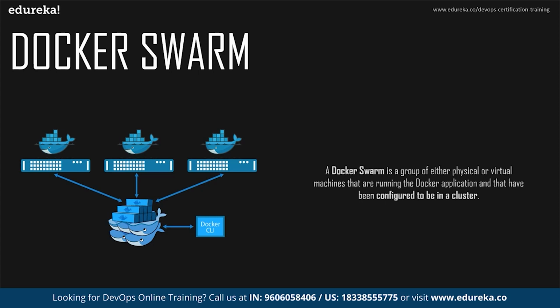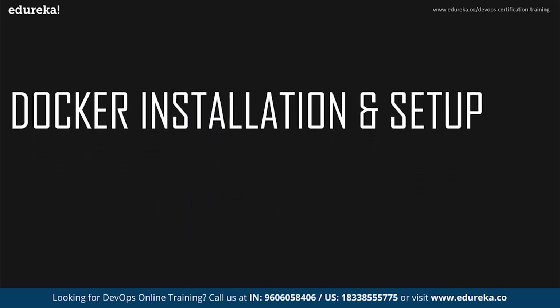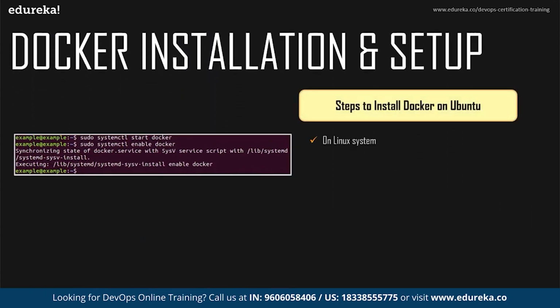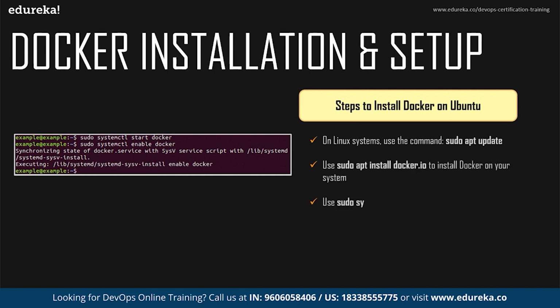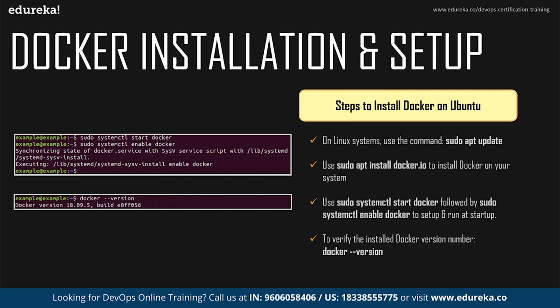With that, we have come to an end of the workflow and architecture of Docker. Now I'm sure all of you might be eager to actually do something on Docker, so let's go ahead and install Docker. Here are the steps to install Docker on your Ubuntu systems. You will be using the command sudo apt install docker.io to install Docker on your system. So let's go ahead and start up with the installation.